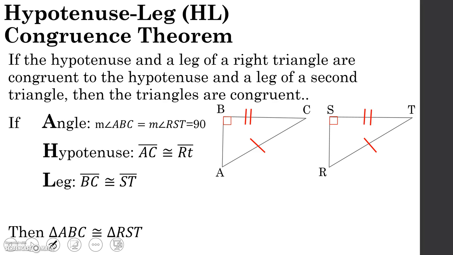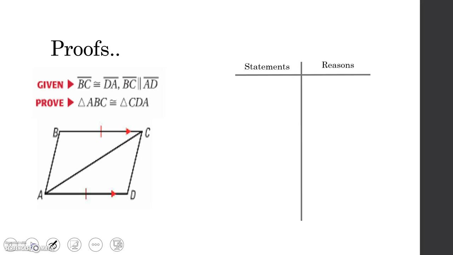The right angle there is telling us that we have a right triangle. So whenever you see a right triangle, your first instinct should always be hypotenuse leg. That does not mean it's always going to be hypotenuse leg, but that should be your first instinct, okay? All right, let's move on.